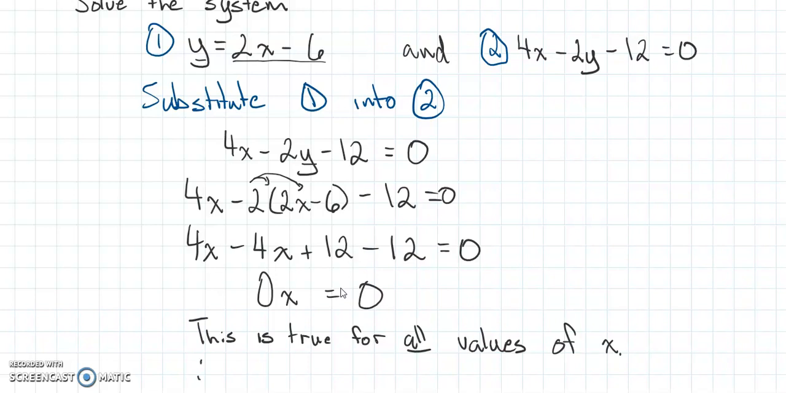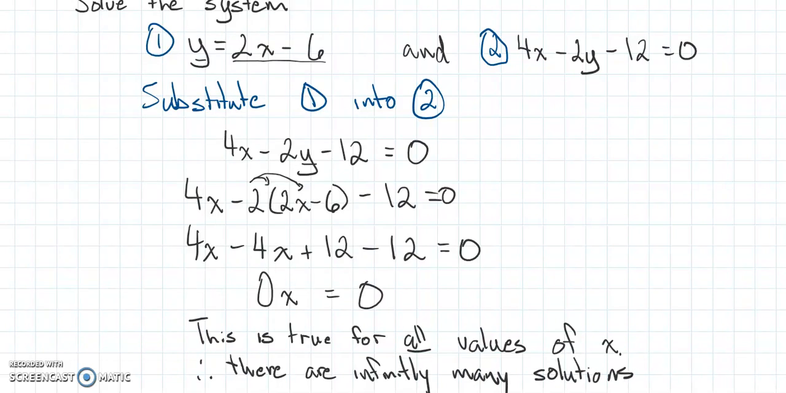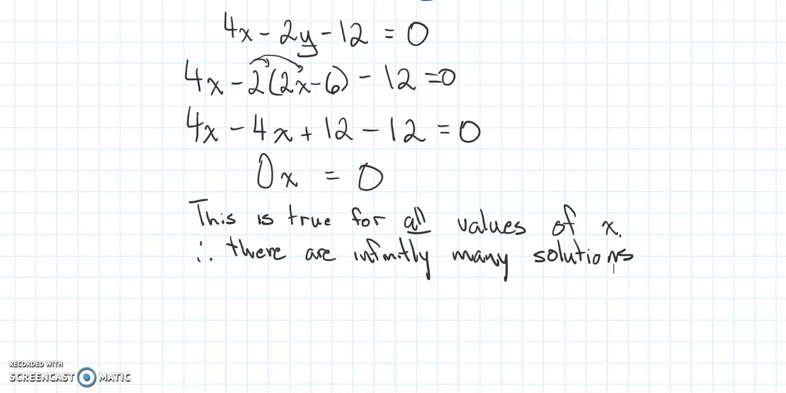So therefore, there are infinitely many solutions, because any value of x will be a solution, and there's infinitely many values of x. So therefore, there are infinitely many solutions. And that means that the lines are coincident. It means these lines were actually parallel. Or not parallel, sorry, coincident. They're the same equation. So therefore, the lines are coincident.